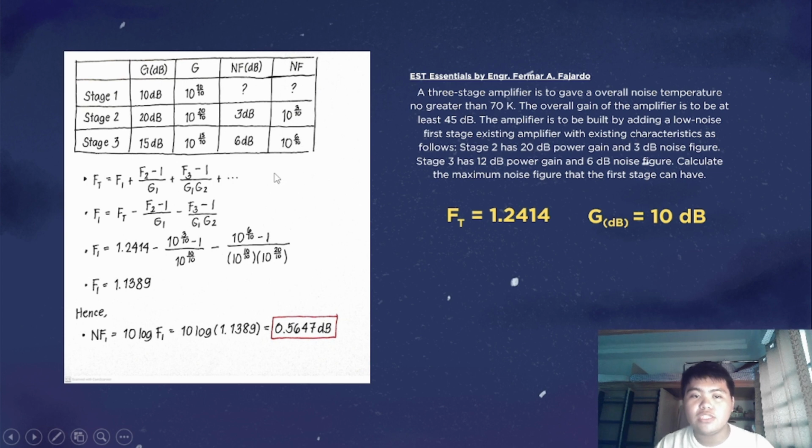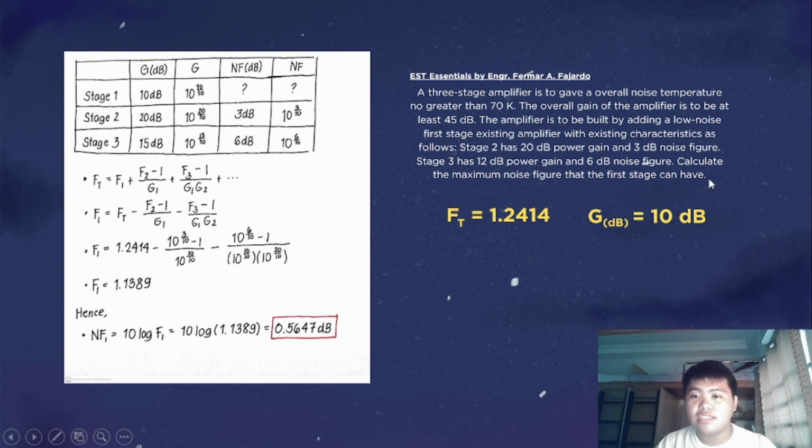So we will use the Friis formula to determine the noise factor of the first stage of the amplifier, since the total noise factor is now computed, which is 1.2414. So we substitute and we get 1.1389.